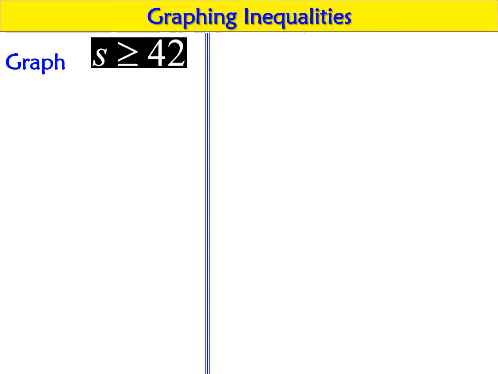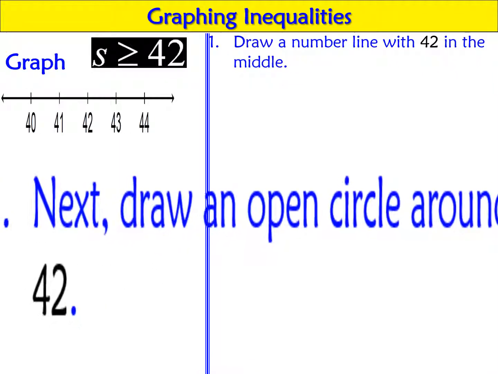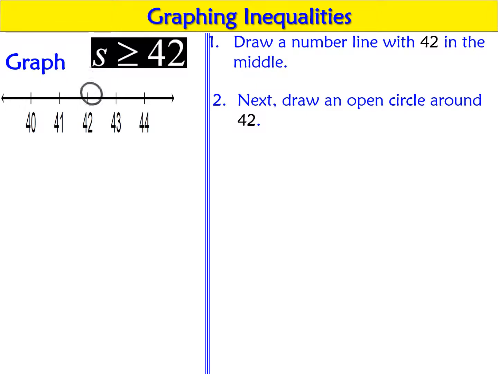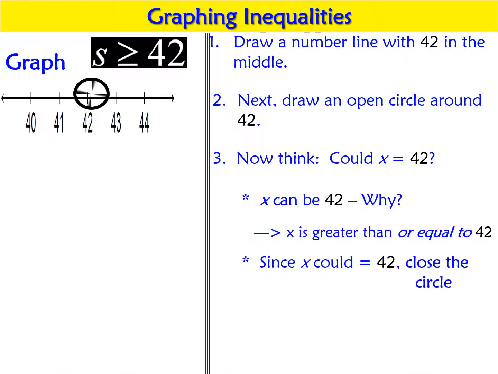Last one. Let's graph s is greater than or equal to 42. So there's our number line. We start with our open circle, but as you've probably started to figure out, if the inequality has an equal to portion in it, like less than or equal to, or in this case, greater than or equal to, we're always going to fill in the circle because it could actually be equal to 42.